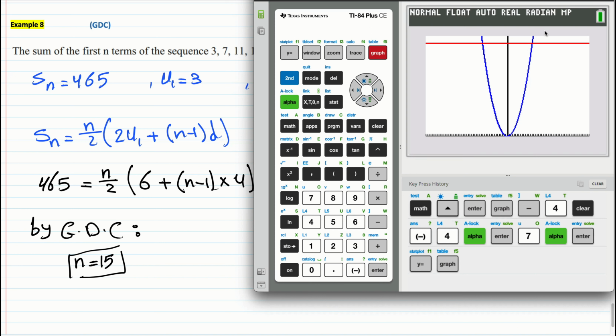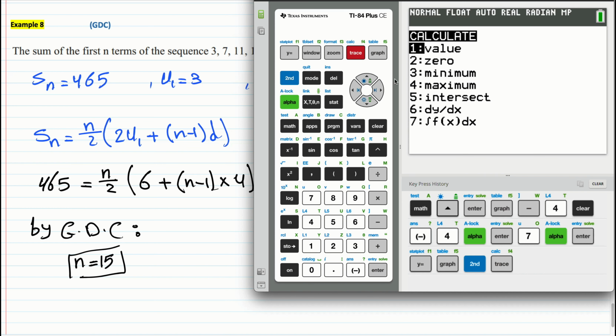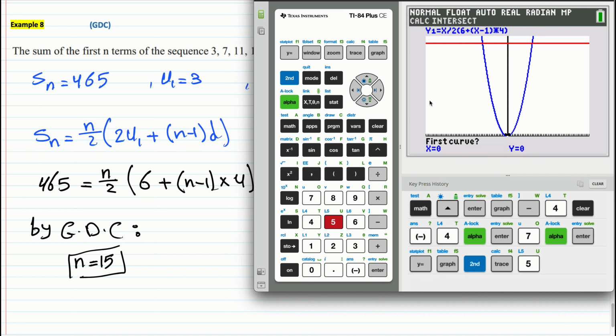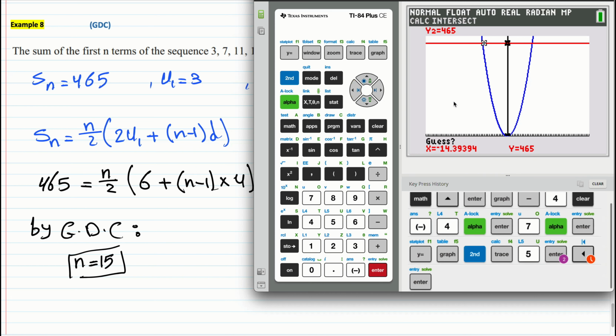So of course the solution to this question is positive. So you want to find the positive intersection. Click on second, calculate, and find the intersection 5. Select the first graph and click enter, second graph and click enter. Also it tells you to guess where the intersection is that you want. You want the right intersection. So if you guessed here and clicked enter, it's gonna give you the answer -15.5. Okay, so you have to try again.